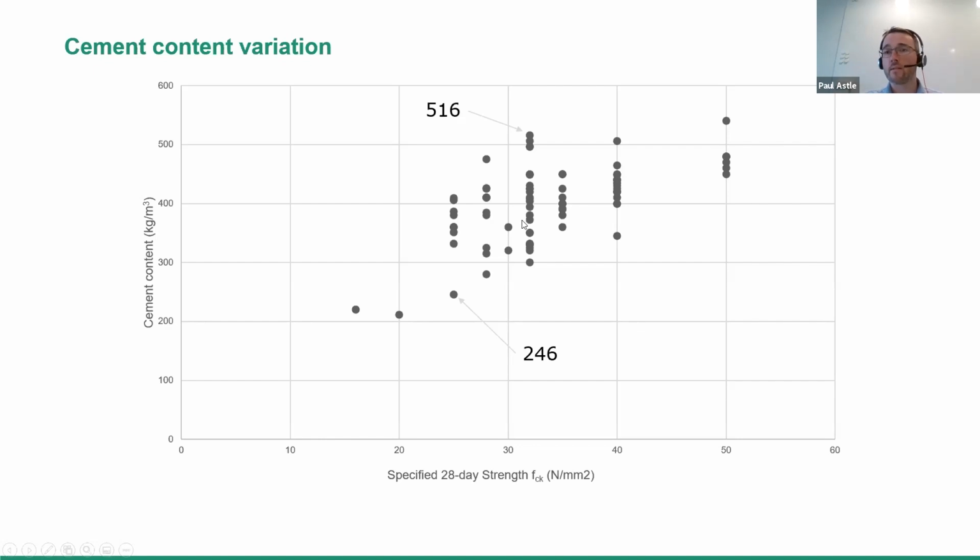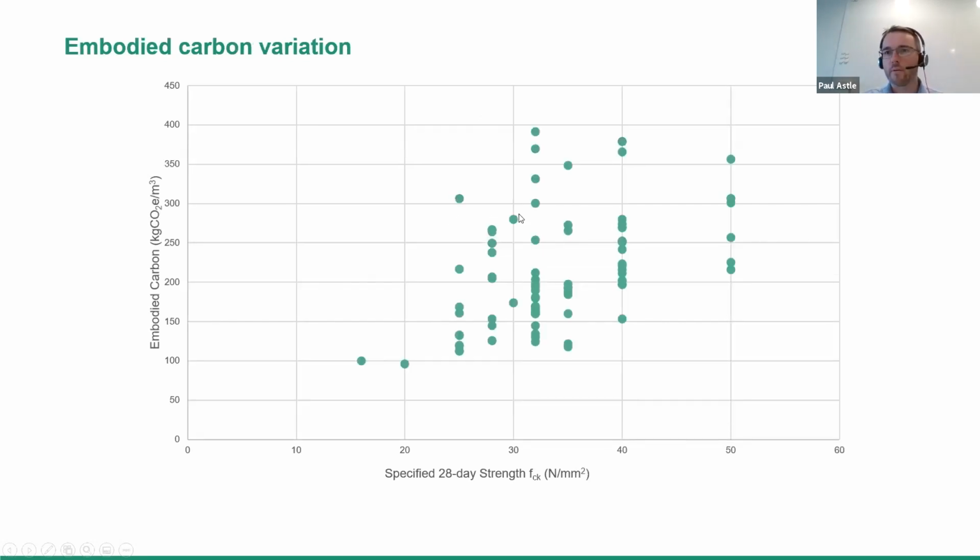Now, there are other reasons for this, don't get me wrong, there's durability and things like that, but it doesn't justify that kind of distribution, in my view. And if you look at embodied carbon, it gets even worse because it spreads out more because of the cement type aspect as well. And you can see this enormous range now, a factor of 3.5, 4, between that C25 and a C32, and that just doesn't seem right.